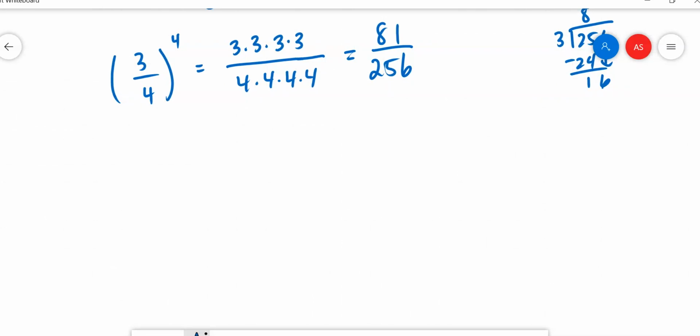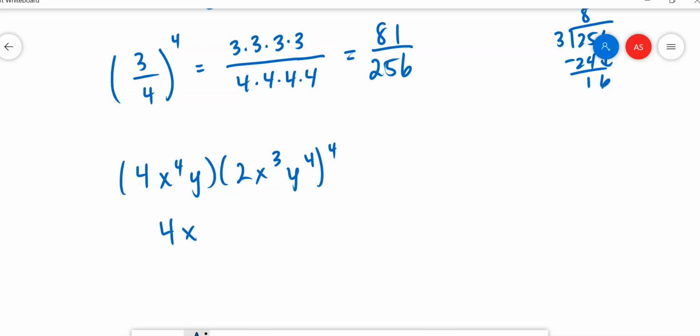Okay, so what happens if we have 4 x to the 4th y, and then I have 2 x to the 3rd y to the 4th raised to the 4th? All right, so the first thing I notice is, okay, let's leave that first parentheses completely alone. And I'm going to tell you why we're going to do that. Because as you can see, because there is this 4, I want to just make sure that I'm going to break this guy down, right? So we got 2 to the 4th, and then we're going to do 3 times 4, which is 12, so x to the 12, and then 4 times 4, y to the 16th.